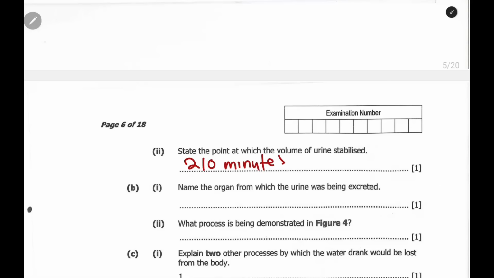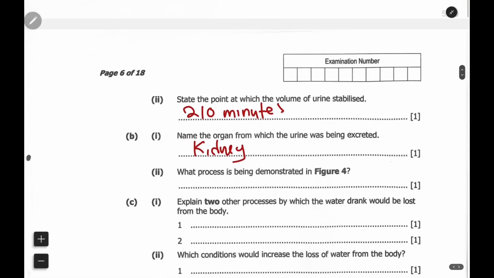Name the organ from which the urine was being excreted. So this was excreted from the kidney. What process is being demonstrated? So in this case, there's maintenance of fluid level or the urine level in the body. So in this case, would go for osmoregulation. Okay, osmoregulation. What do you think is the answer on this particular part? And of course, explain the reason.